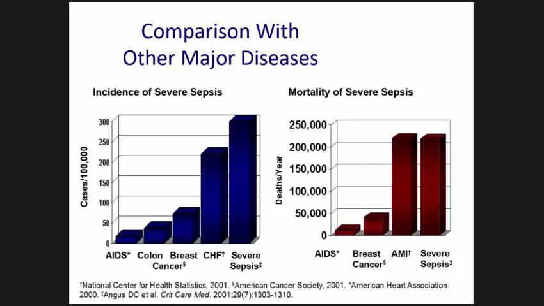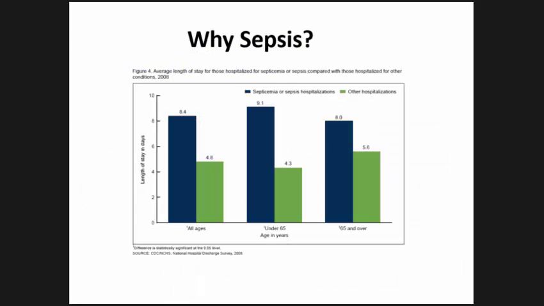Look at the mortality rate here, severe sepsis. AIDS, not too much. Breast cancer, it has a mortality. Acute myocardial infarction has a high mortality, but so does severe sepsis. That's pretty impressive. And we can interact with this early in the pre-hospital environment, just like we can with heart attacks, congestive failure, trauma. We're going to play a big part in this.